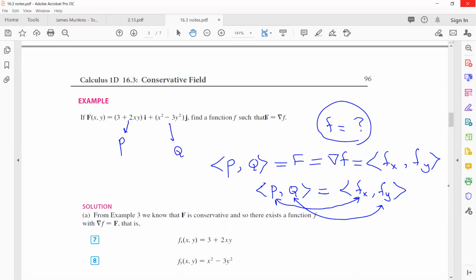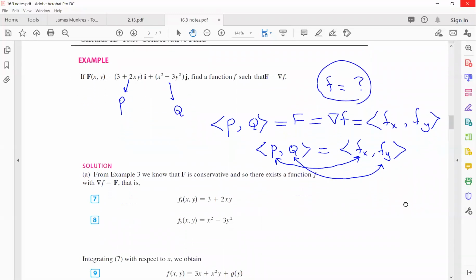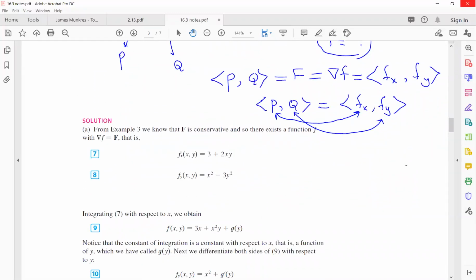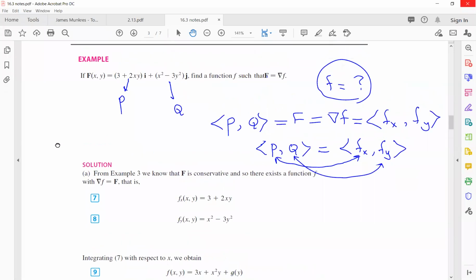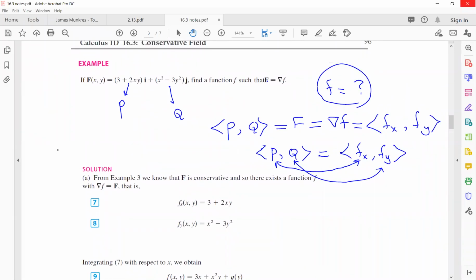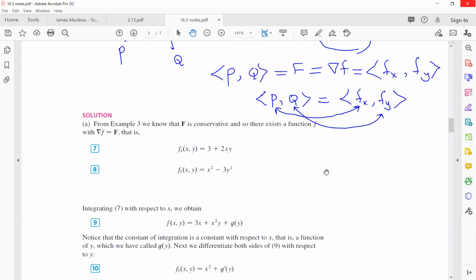Here you have partial derivatives. The inverse operation is taking integral. Very well. So f sub x, the partial derivative of f with respect to x, is 3 plus 2xy, and the partial derivative of f with respect to y is equal to x squared minus 3y squared. Very well. Let us start using the partial derivative of f with respect to x, which is equal to 3 plus 2xy.